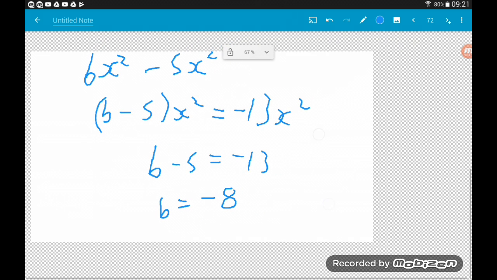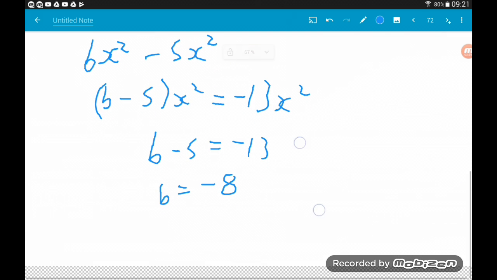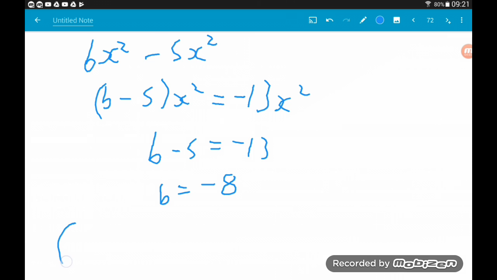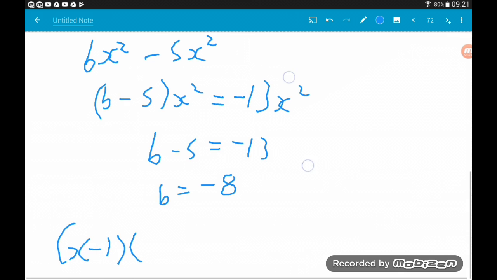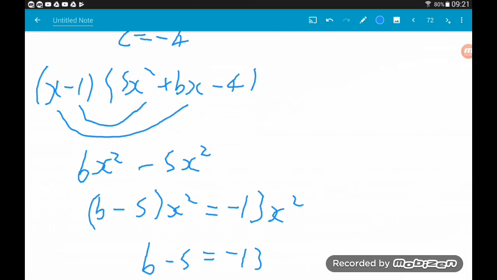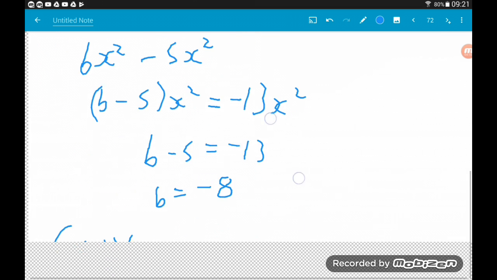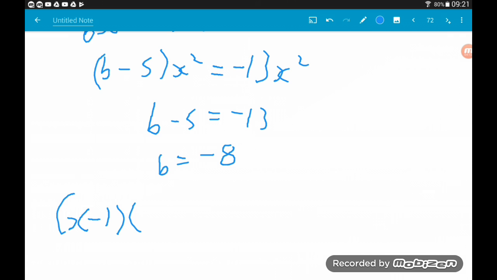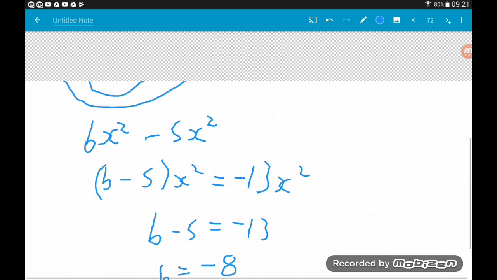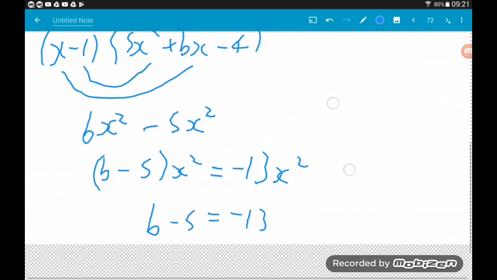So we can now write this as x minus 1 times 5x squared minus 8x, and then what was it at the end? Minus 4.